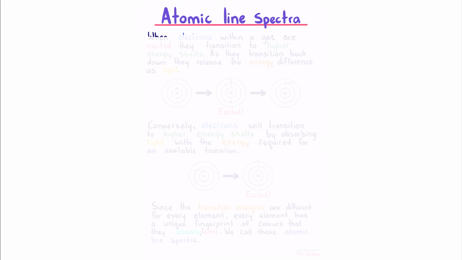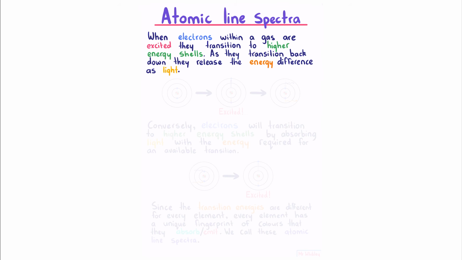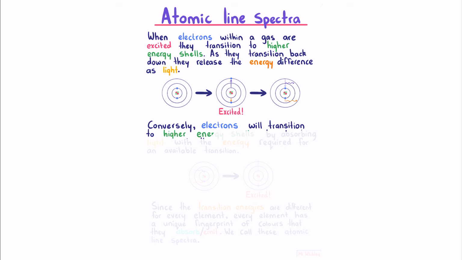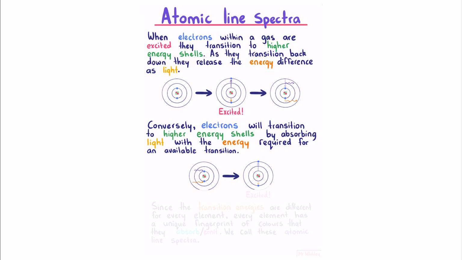Atomic line spectra. When electrons within a gas are excited, they transition to higher energy shells. As they transition back down, they release the energy difference as light. So we have our atom, we excite our electrons to higher shells, and they drop back down and emit light. Conversely, electrons will transition to higher energy shells by absorbing light with the energy required for an available transition. So we can have the opposite process, where instead of electrons transitioning down and emitting light, we can have electrons absorbing light and transitioning up.